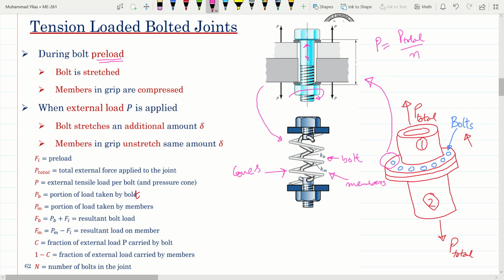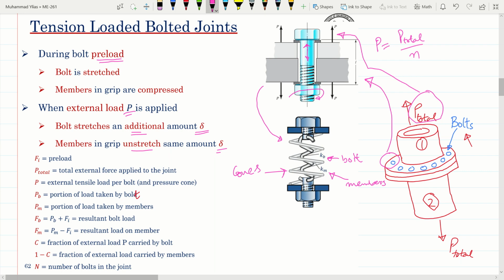When this external load is applied, we pull these pipes apart and this P total gets transferred into one bolt and the plates, and we've termed this as simple P. So this causes the bolt to stretch an additional amount, and we've represented this by the Greek letter delta, and the members are unstretched with the same amount delta.